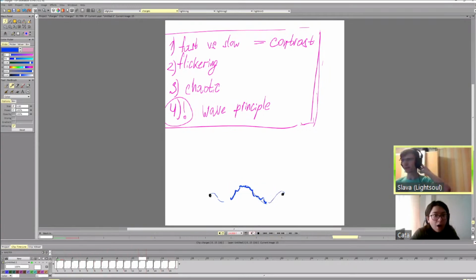Okay, now we have something more chaotic. We have some flickering, and we have the wave transition. Now, can we make it even more electrical? And the answer is yes. So we only added some chaos and some changes to the drawings, but we haven't changed the motion really.